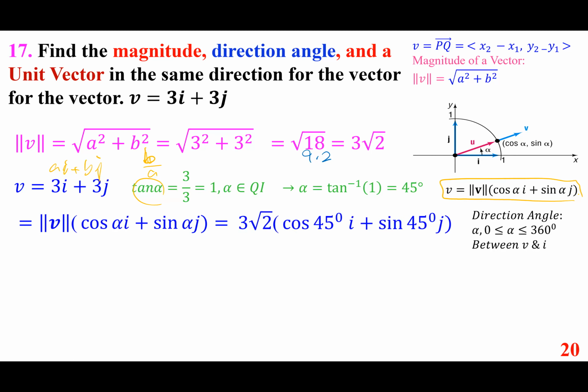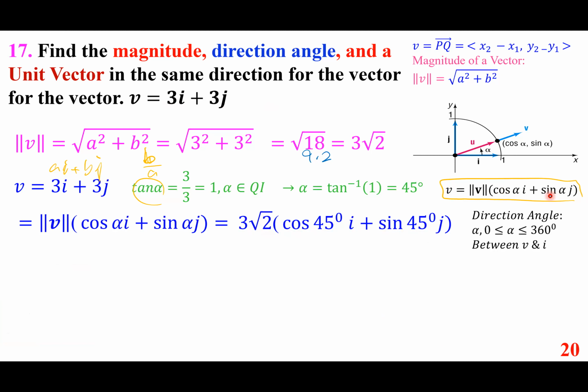So the i component and the j component, everybody. The i component would be 3 square root of 2 times cosine of 45 degrees i, and this is 3 square root of 2 times sine of 45 degrees j. Okay, which ends up being 3i plus 3j. But this is using the direction angle.